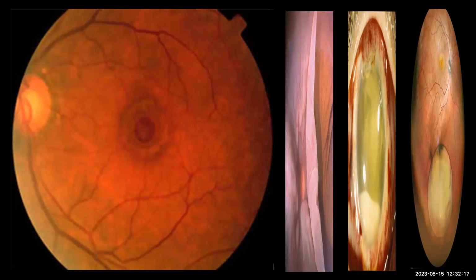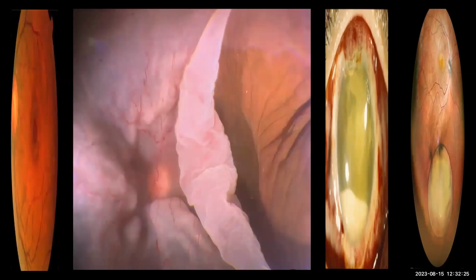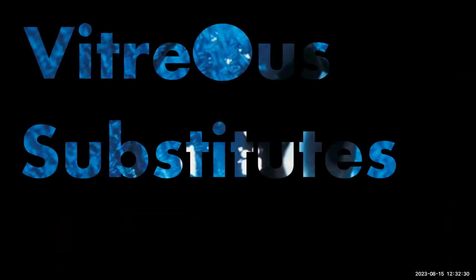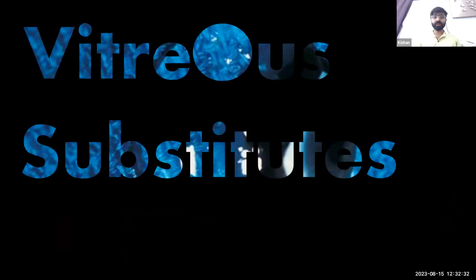Hello, good afternoon, everyone. Look at the screen. What do you see? This is a case of macular hole. This is a case of giant retinal tear. This is a case of endophthalmitis, and this is a nucleus stroke. Now, what will you do? We will do pars plana vitrectomy, and after that inject some vitreous substitute into the vitreous cavity. So today's class is vitreous substitute.